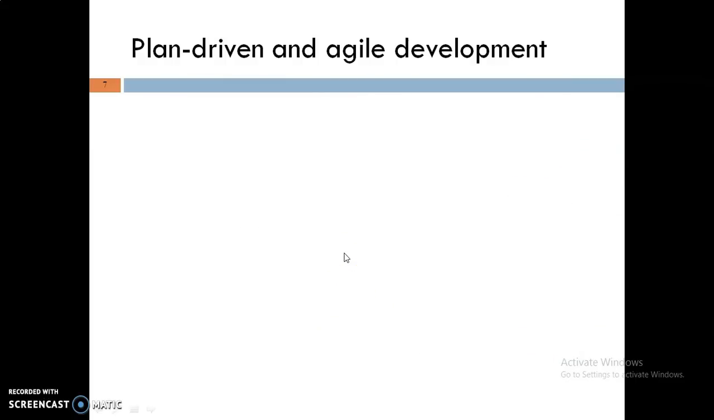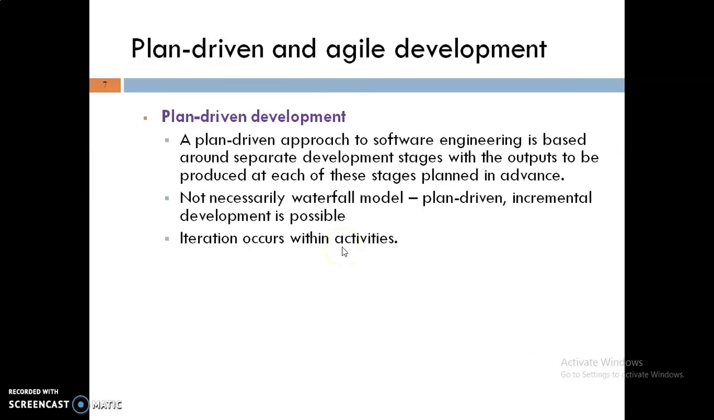Then plan-driven and agile development. Plan-driven development in software engineering is based on separate development stages, with the output to be produced at each stage, and with these stages planned in advance.